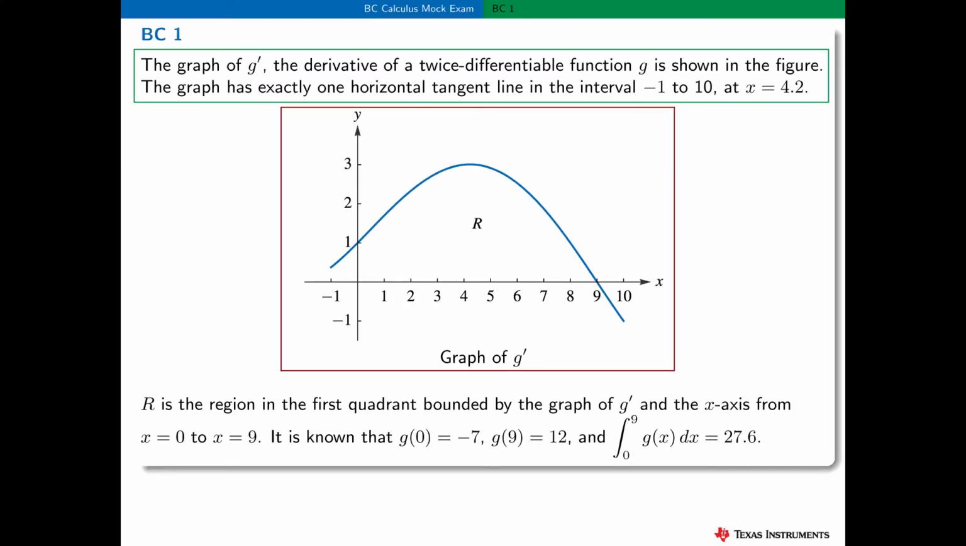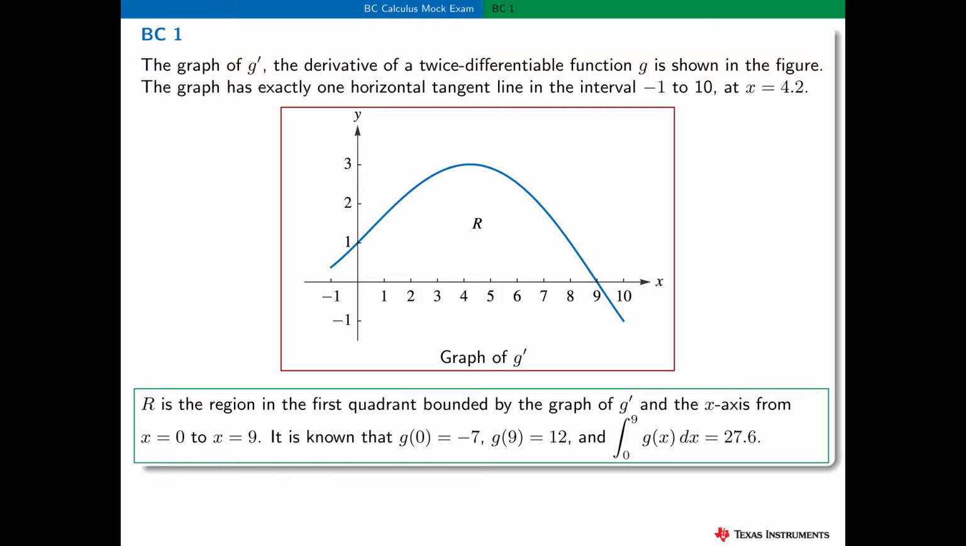Form BC Question 1 involves the graph of g prime, the derivative of a twice differentiable function g. The graph of g prime has exactly one horizontal tangent line in the interval -1 to 10 at x equal 4.2. The plane region R is in the first quadrant and is bounded above by the graph of y equal g prime of x, below by the x-axis, and on the left by the y-axis.